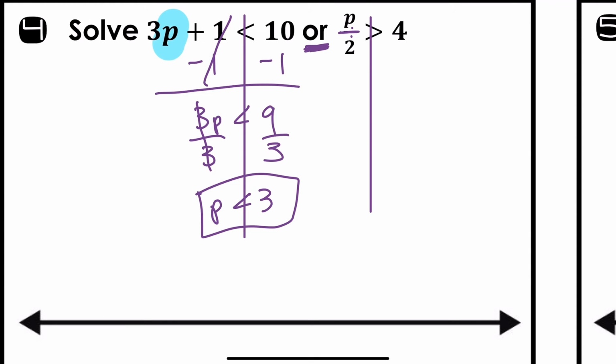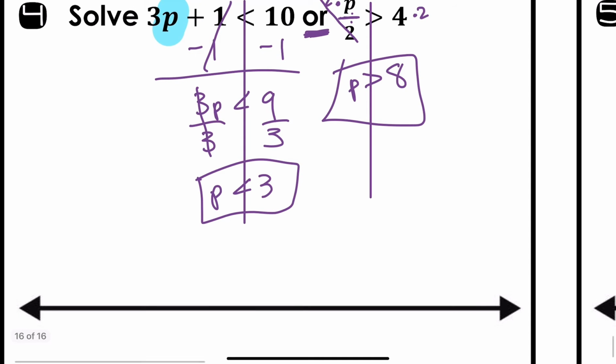So we have p divided by 2. To get rid of the 2, we're going to do the opposite and multiply by 2. That is going to get rid of this one. So we're left with p is greater than 4 times 2. That's 8. And that's our second answer.